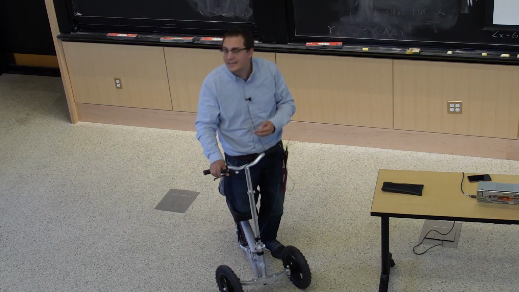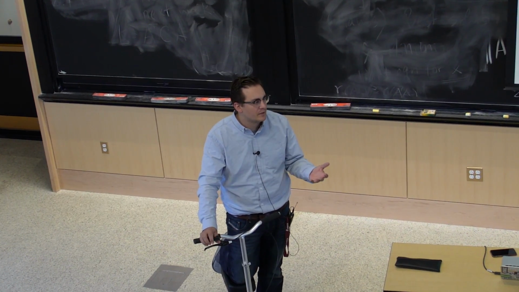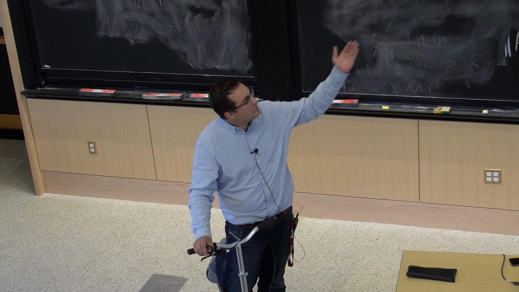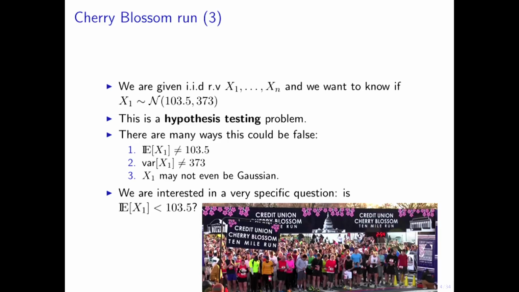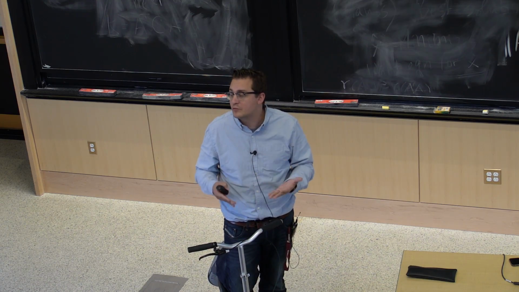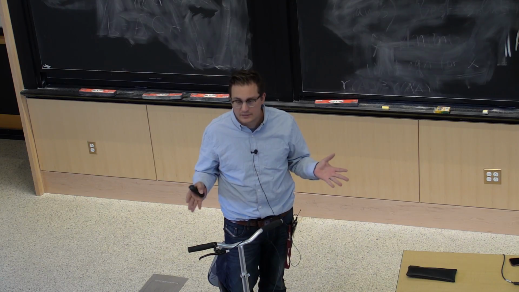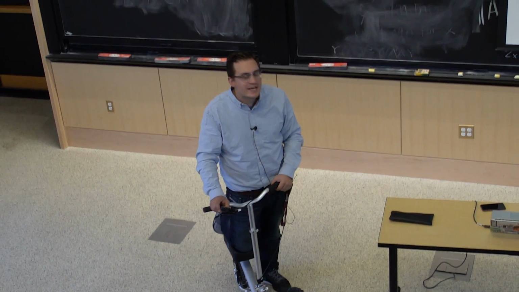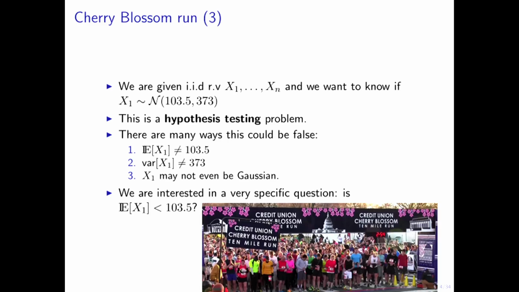All right, so now I know that X1 to Xn, I'm going to say they're Gaussian. I still need to specify two parameters. So what I want to know is, is the distribution the same as in past years? I want to know if the random variable that I'm looking for, say I pick one, X1, does it have the same distribution in 2012 that it did in 2009? And so the question is, does X1 have a Gaussian distribution with mean 103.5 and variance 373? Is that clear? OK. So this question that calls for a yes-no answer is a hypothesis testing problem.